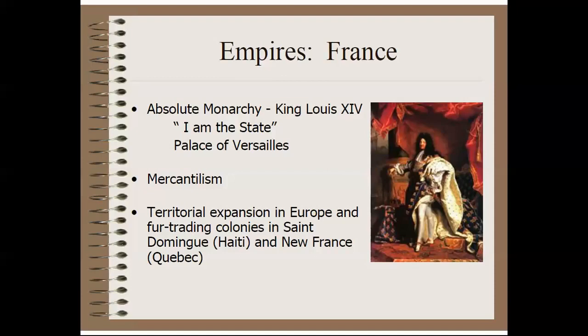The most famous absolute monarchy was Louis XIV. "I am the state. I am France." He establishes the Palace of Versailles. France was mercantilist. You really need to remember what mercantilism is. If you don't know, ask me tomorrow.